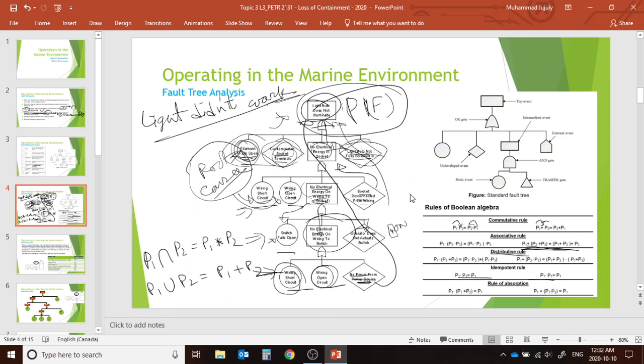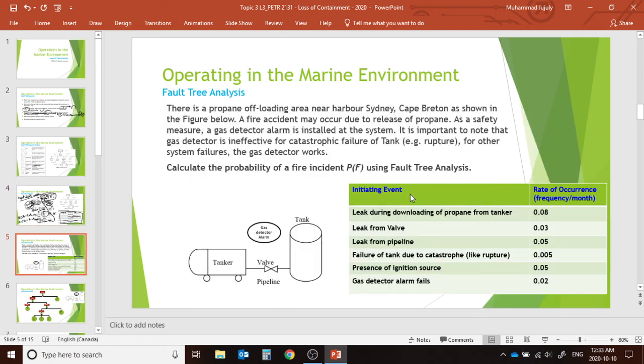This is the idempotent rule, and this is the rule of absorption. So these are all the rules we actually need to calculate Boolean algebra. Okay, so let's do some math, and then we can get to know it better.